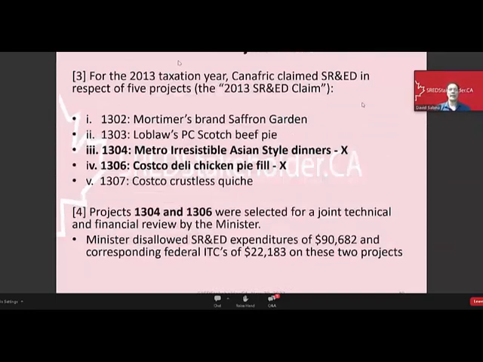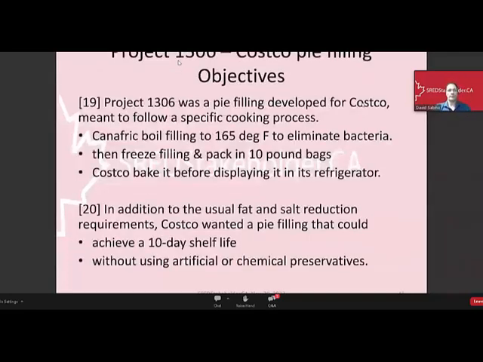So taking a quick look at the 2013 projects as an example, what happened was 5 projects were claimed, 3 were accepted as filed, and 2 were denied. Okay, one for Asian style dinner and one for what we call the Costco deli chicken pie filling. Right? So those 2 were selected for review and ended up both being denied, and again became part of the claim that was challenged in court.